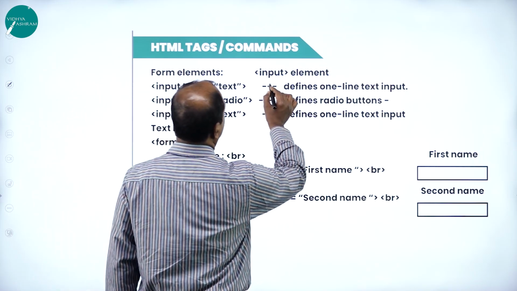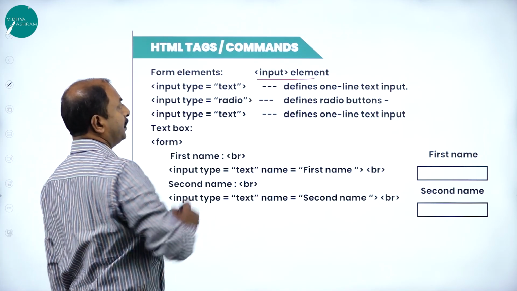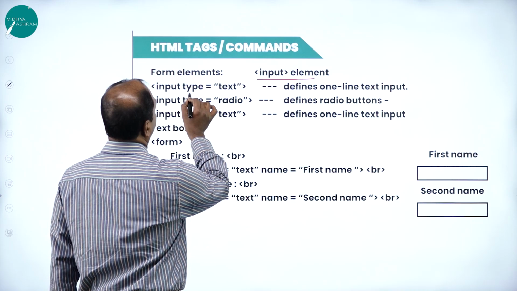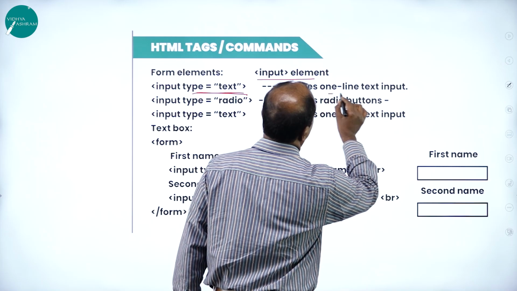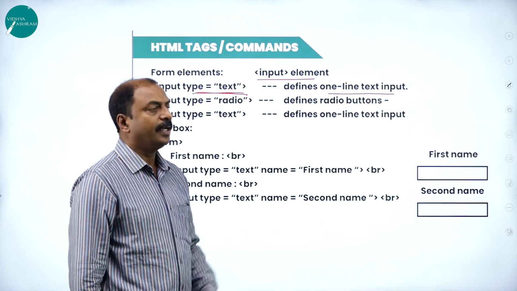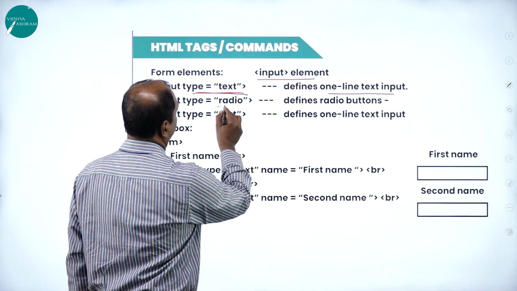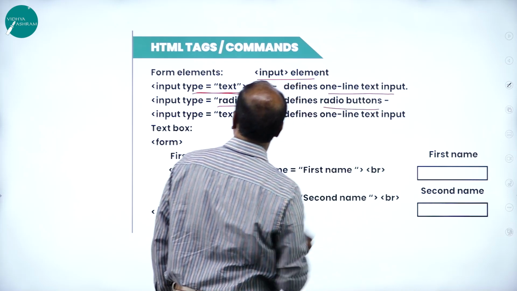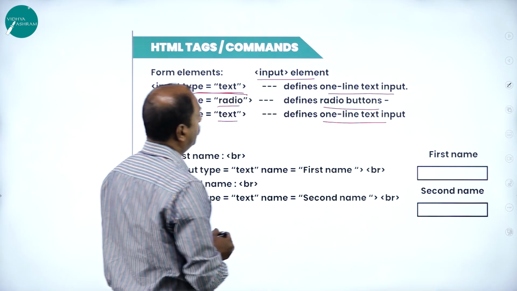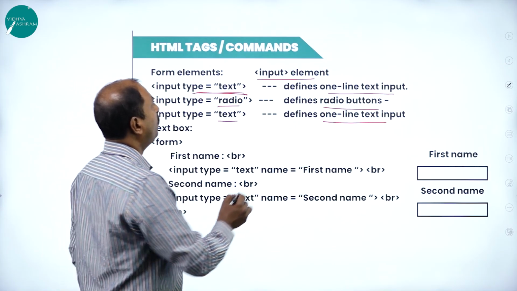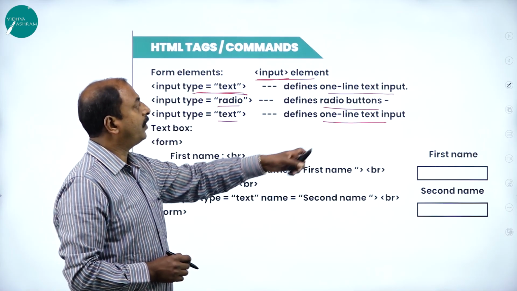So the first one is input. This is the input tag, input element. So what is the input tag? It is input type equal to text. This defines one line of text input. This is a one line text input box. And again, input type equals to radio. It defines radio buttons. And here, type equal to text defines one line text input. So this is the syntax of the input element or input tag. It is going to define different form elements.